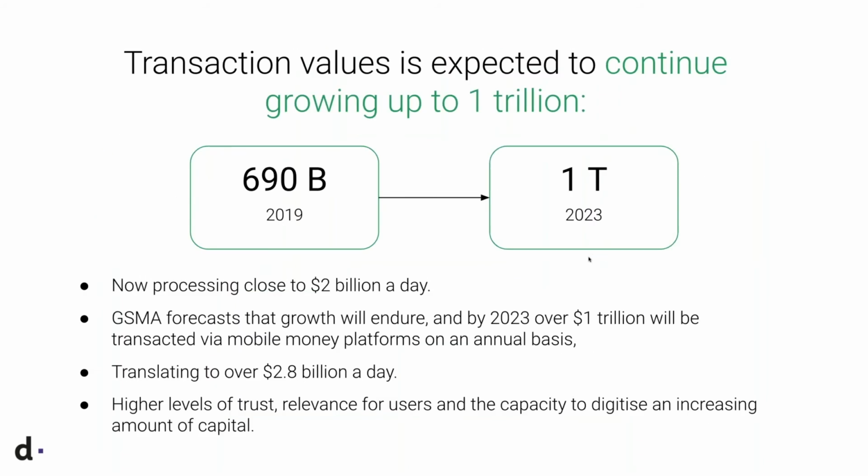So globally, the transaction values are expected to continue to grow. In the last year, there were a total of 690 billion US dollars transacted through mobile money networks, and this is expected to grow up to 1 trillion in 2023. What this means is that now mobile money networks are processing close to 2 billion US dollars a day, and in just 3 years, this number will increase to 2.8 billion US dollars a day.